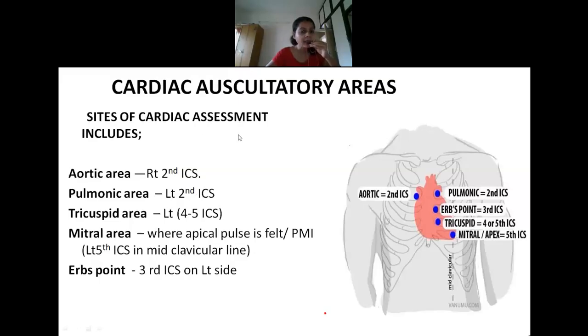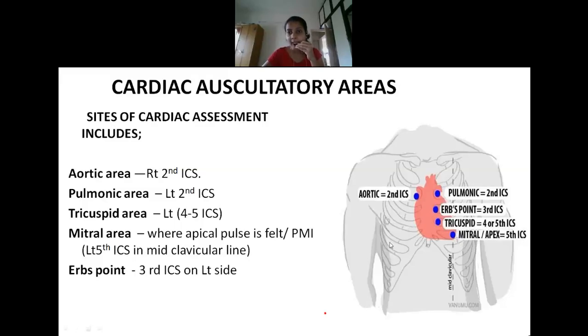When you are doing the cardiac assessment, we have the aortic area, pulmonic area, tricuspid area, mitral area, and Erb's point. It is already there in the figure. Now the mitral area is called the apex, apical pulse, or point of maximum impulse. That is on the left side in the fifth intercostal space. I think this is familiar to you. The remaining things we will see.